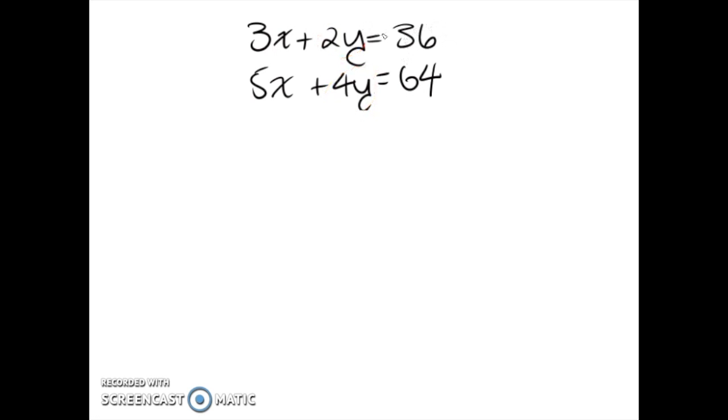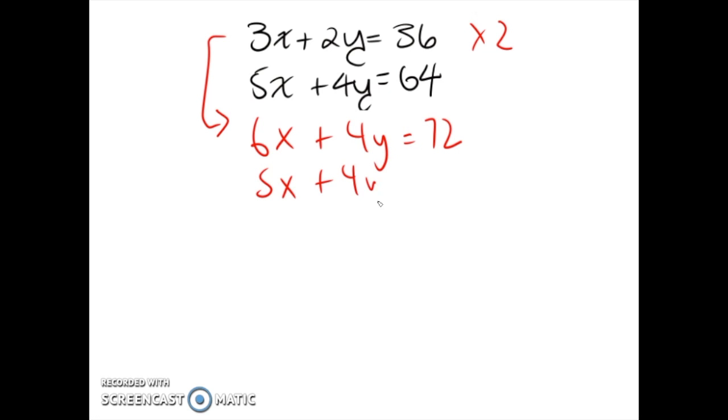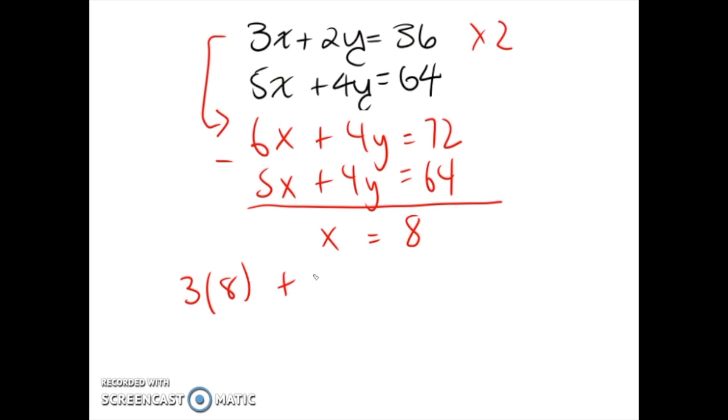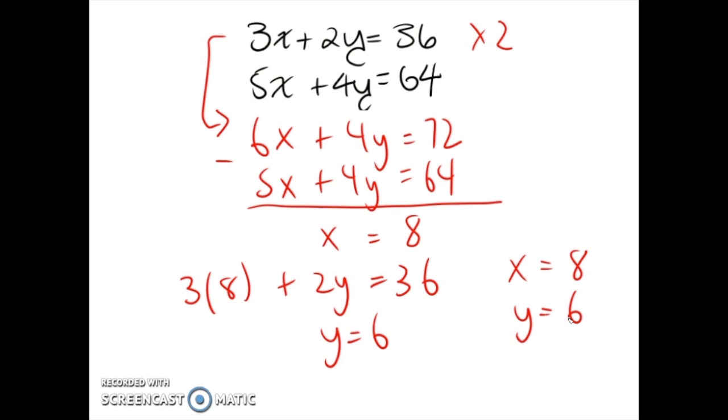So we will have to make the 2y equal the 4y by multiplying the first equation by 2. So this will give 6x plus 4y equals 72. And then we will write the second equation below it. So now you can subtract the two equations to get x equals 8. So you have just eliminated the y value. So now you can plug x back into one of the equations to find the y value. And you find that when you rearrange it, y equals 6. So the answer to this is x equals 8 and y equals 6.